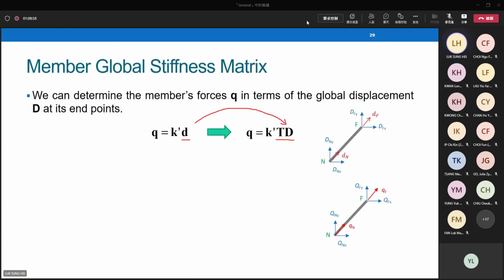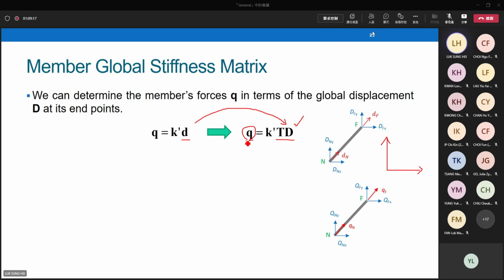So in this equation, on the left-hand side is the local force. On the right-hand side, we start to express our displacement in terms of the global displacement. Global displacement means horizontal x, vertical y, global to all the elements. Then how about the force?